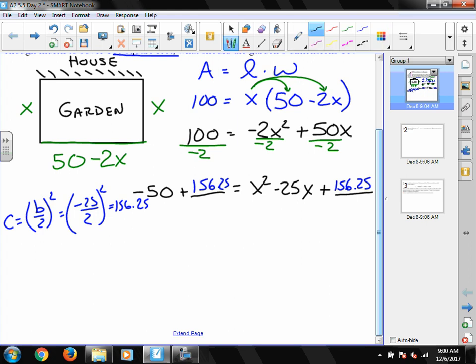I work out my problem. So I take negative 50 plus 156 and a quarter. So that's going to give me 106.25 is equal to, and I'm going to factor this right away, x. I check my sign here, minus, since I have a negative in front of my 25 there, and half of 25 is going to be 12.5 squared.